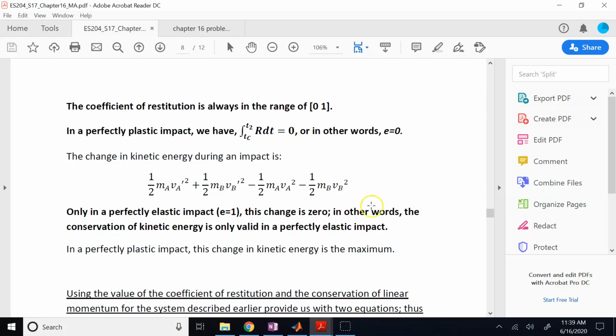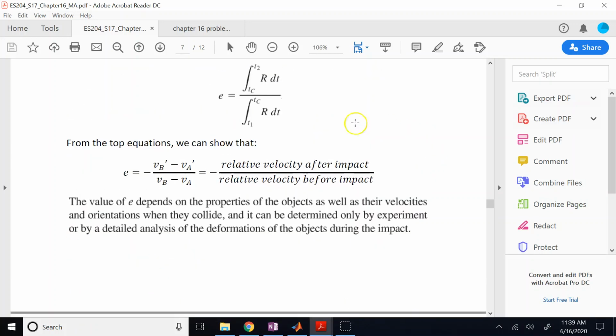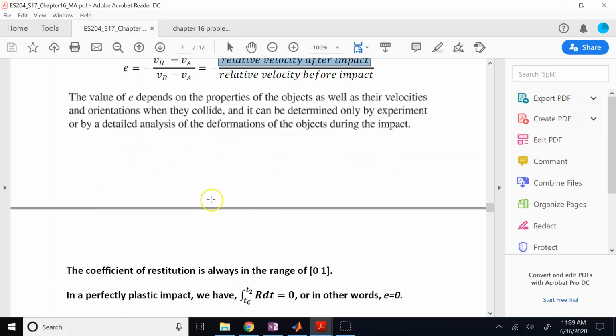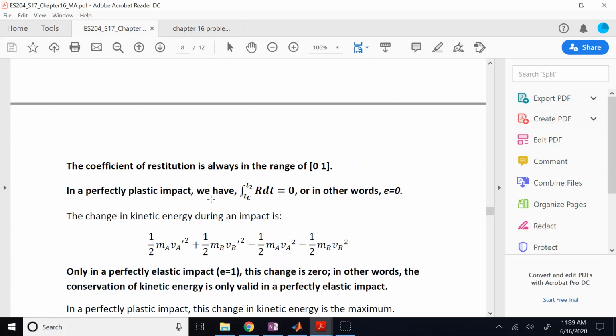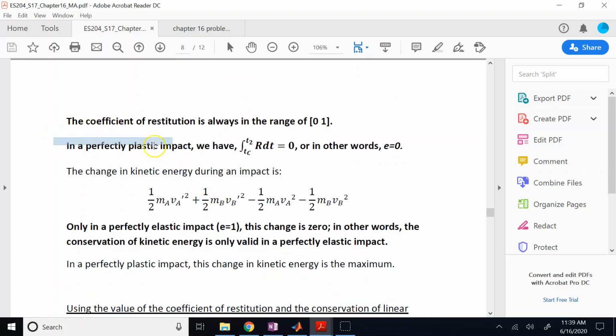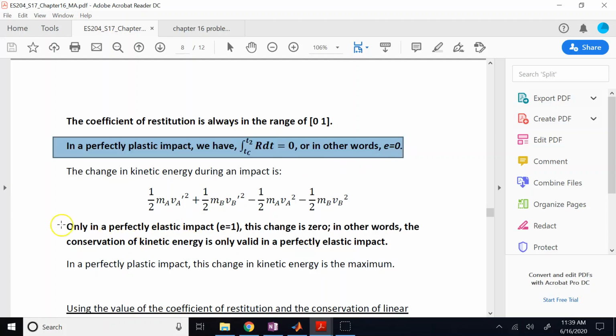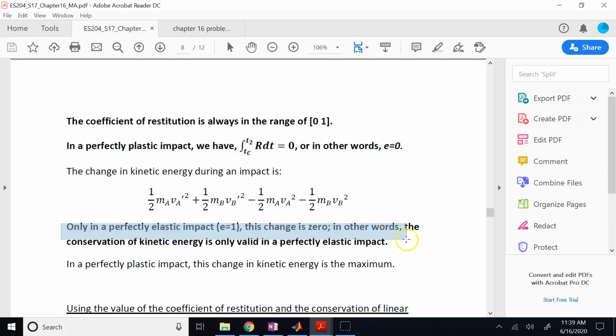On the other hand, if E is 0, means what? Means the relative velocity after impact is 0. In other words, V prime A is the same as V prime B, so the objects stick together. And it's called perfectly plastic. So perfectly plastic means they stick together, E is 0. Perfectly elastic means E is 1, and there is no deformation.